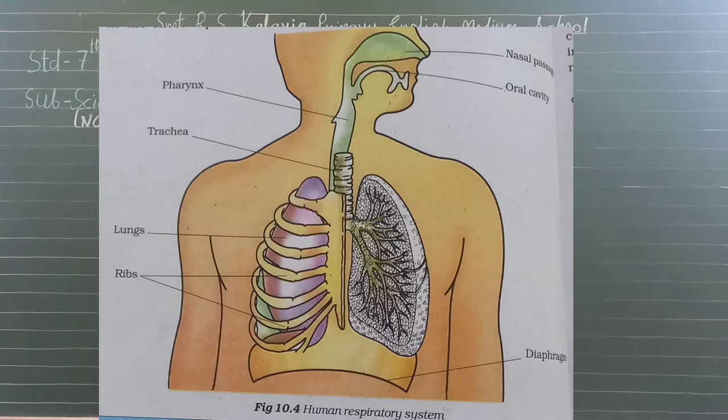During exhalation the process is totally reverse. Ribs move down and inwards while the diaphragm moves up. This you can notice. You can try this activity: take a deep breath, keep your palm on the abdomen and feel the movement of the abdomen. Then you will understand the process of inhalation and exhalation. So here a human respiratory system is given.